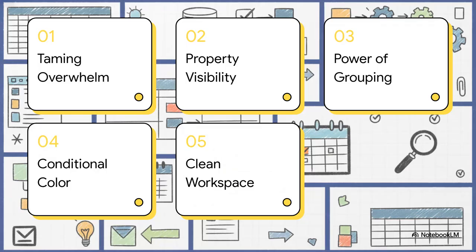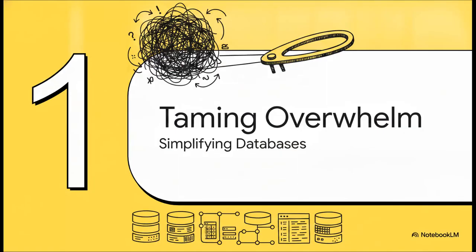Okay, let's take a quick look at our roadmap. First, taming database overwhelm. Second, customizing property visibility. Third, the power of grouping. Fourth, conditional color formatting. And finally, maintaining a clean workspace. Let's dive right in. Section 1, taming database overwhelm.